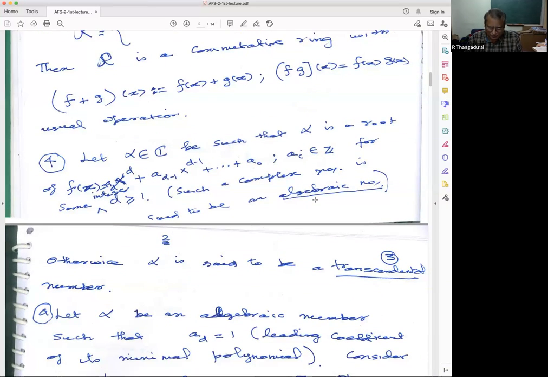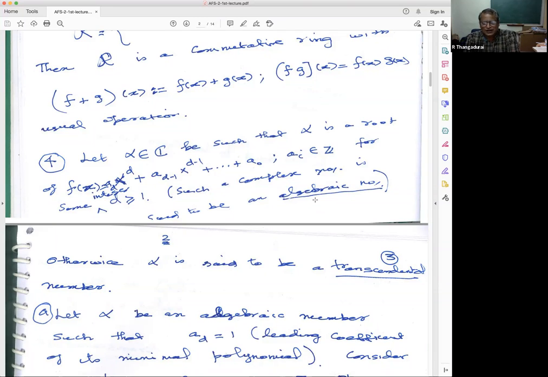So we define some things as I am following Artin's Algebra. My book is edition 1. So these notes are basically from the Artin Algebra book.